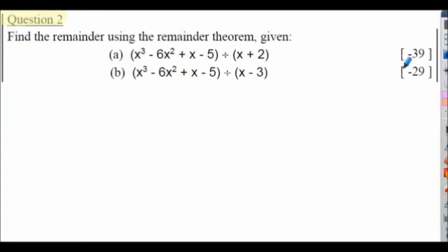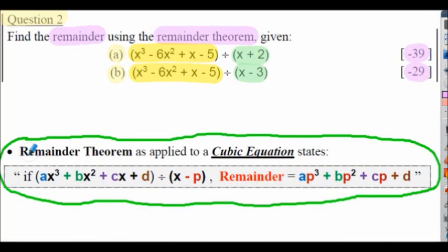Here's question 2. We have to find the remainder using remainder theorem of part A, cubic expression divided by the linear expression of x plus 2, and part B, the same cubic expression divided by the linear expression x minus 3. Remainders are shown on the right hand side as a reference, and here's the remainder theorem related to a cubic to calculate the remainder in this form. Again, I would encourage you to stop the presentation and attempt questions, but the full work solutions are shown on the following slide.